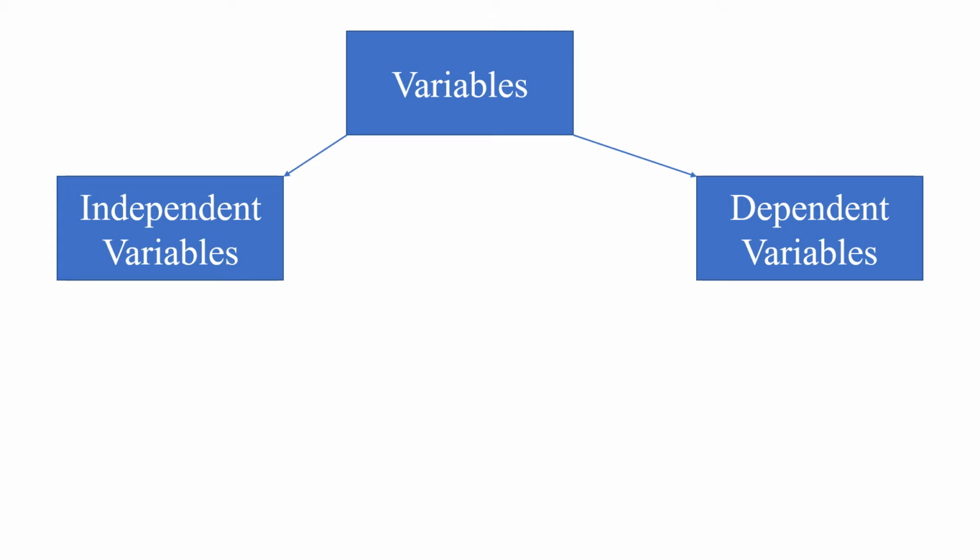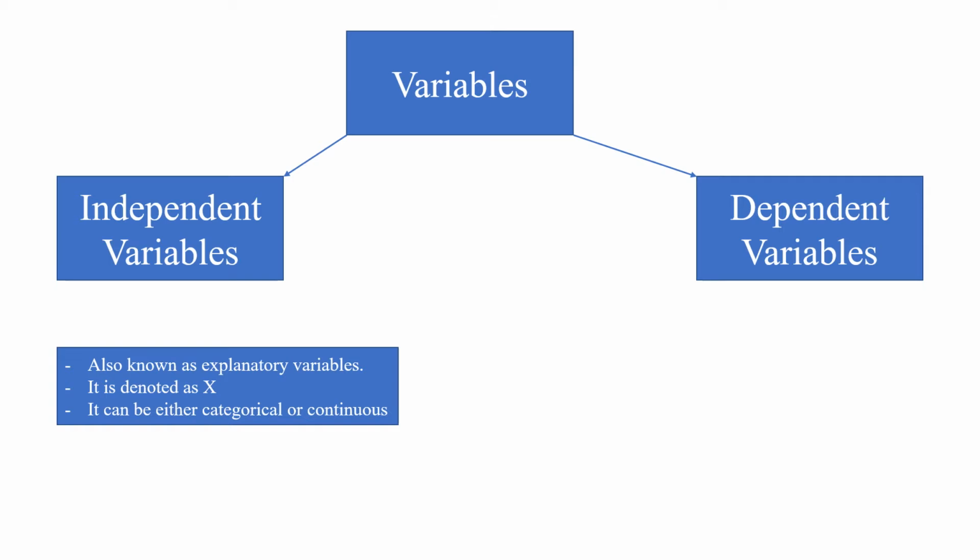Now, what are these independent variables? The variables which are defined outside of the model are called independent variables. A researcher cannot do much about these independent variables because these are not defined within our model. Independent variables are also known as explanatory variables. They are also known as features or the predictor variables. Mostly, independent variables are denoted by X.